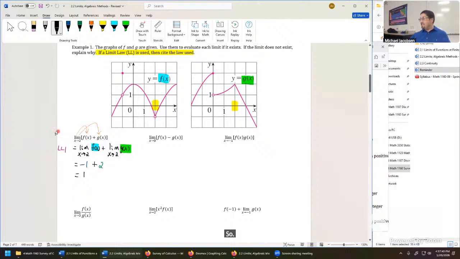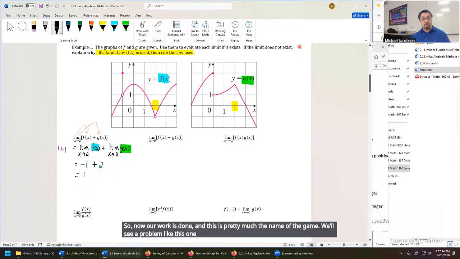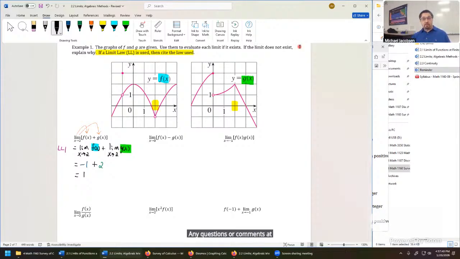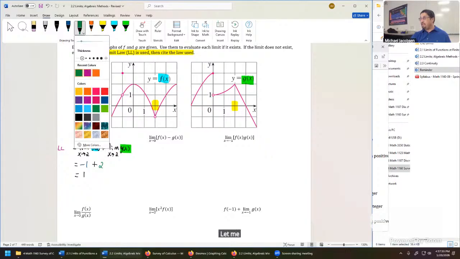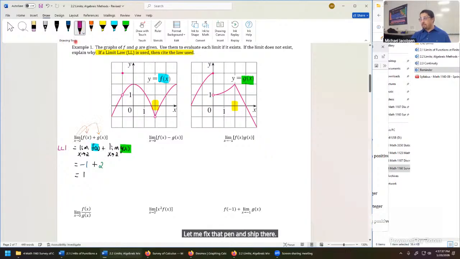So now our work is done, and this is pretty much the name of the game. We'll see a problem like this one in the section 2.2 notes as well. Any questions or comments at all, folks, getting through this one? Let me fix that penmanship there. That was meant to say limit law number 1.